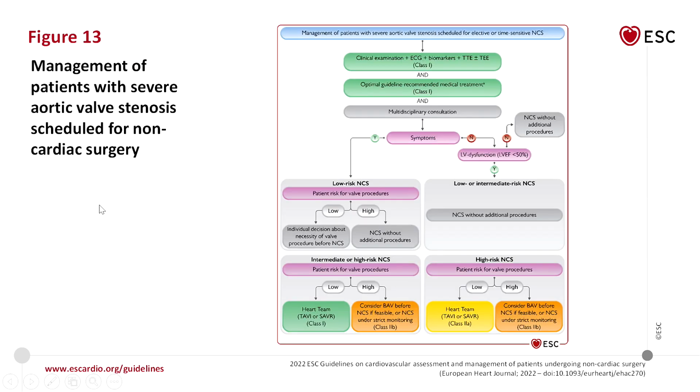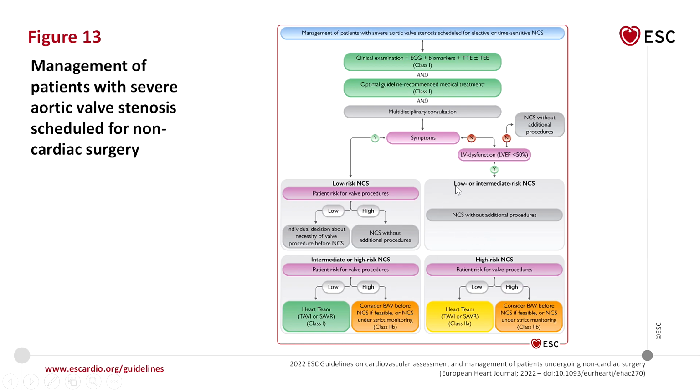The patient with severe aortic valve stenosis, if intermediate or high risk NCS, then if the patient is having low risk for valve procedure, we should do the TAVI or SAVR accordingly in a patient of severe AS who is going for intermediate or high risk NCS. And we can consider BAV before NCS if feasible, if the patient is high risk for valve procedure. If we cannot do TAVR or SAVR, then we should do at least BAV in severe AS patients.